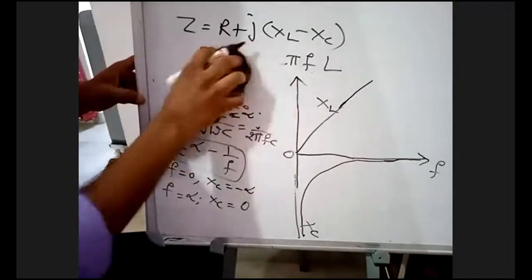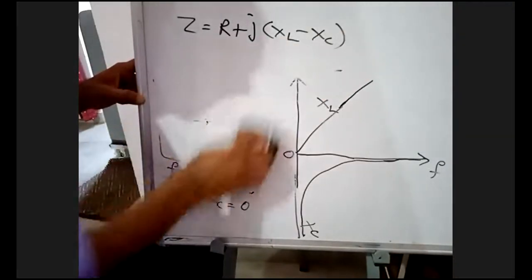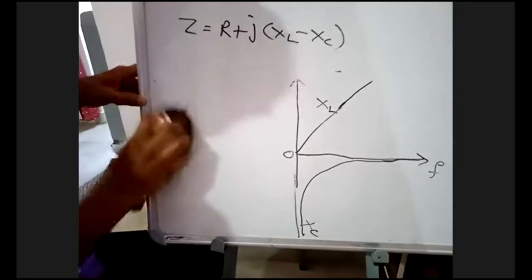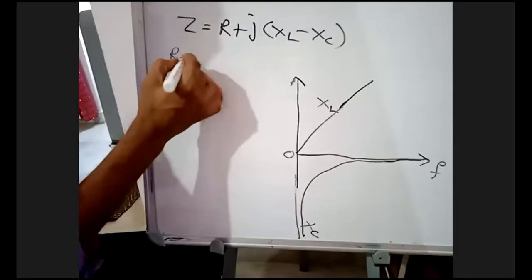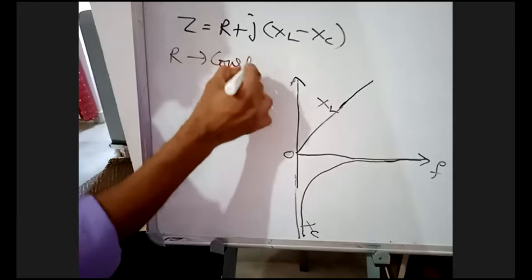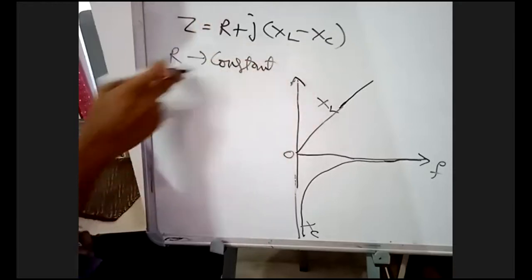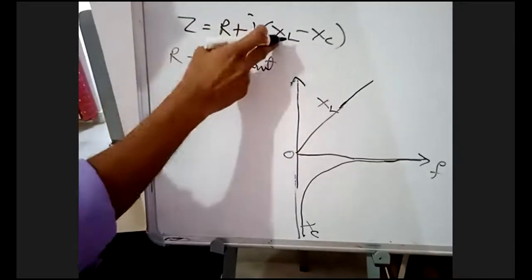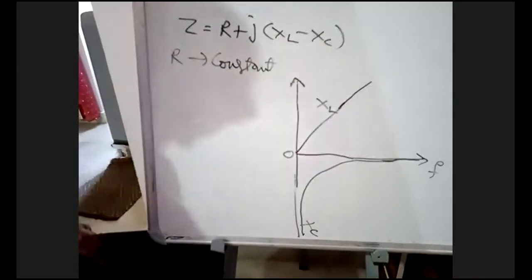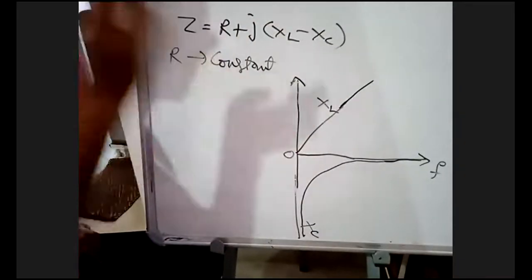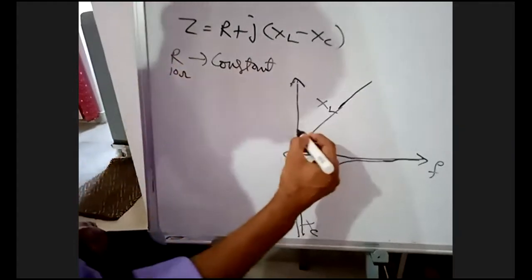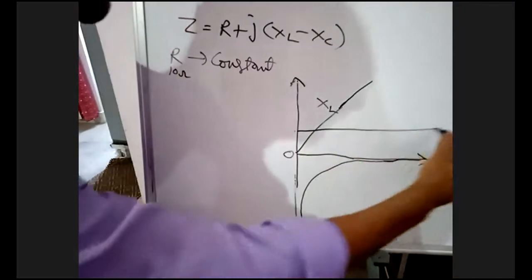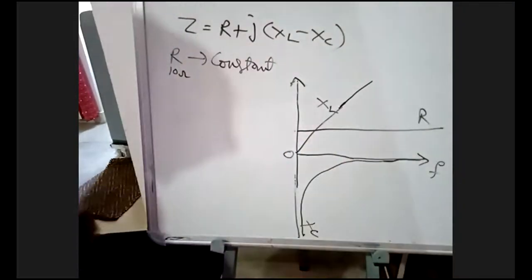Now I am taking resistance. Is resistance depending on frequency? No, resistance is not depending on the frequency. Resistance is constant. There is no frequency in the resistance, whereas in XL is equal to omega L and XC is 1 by omega C, frequency is there. Suppose if R is equal to 10 ohms, it will be constant throughout. This is the curve for the resistance.